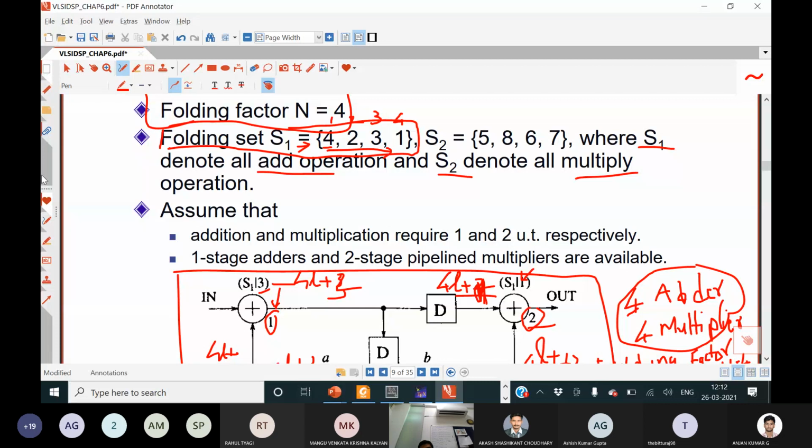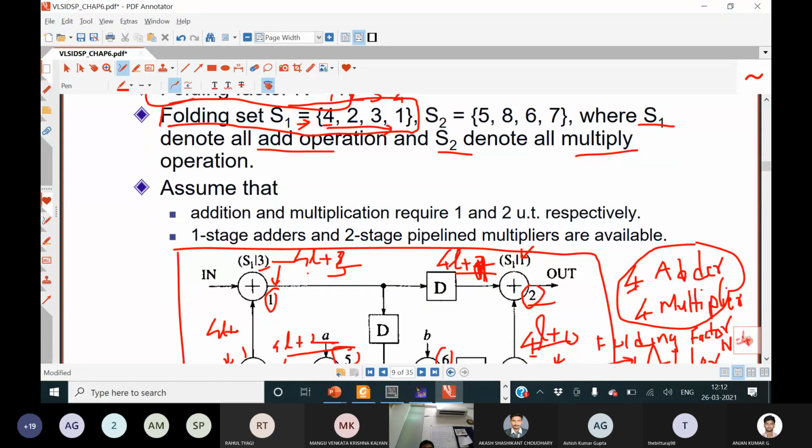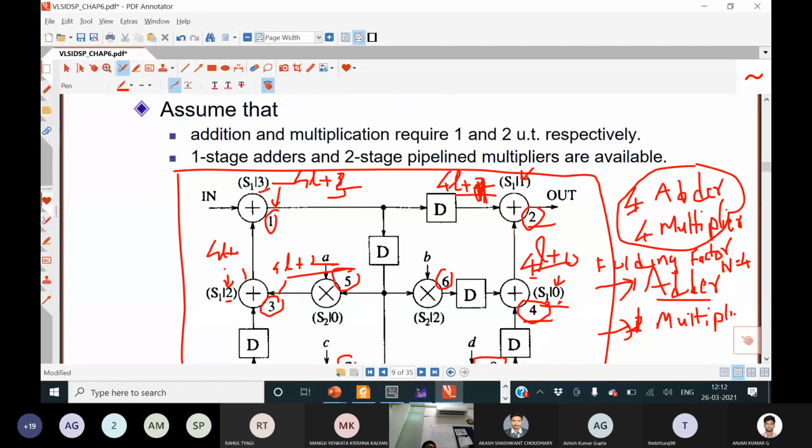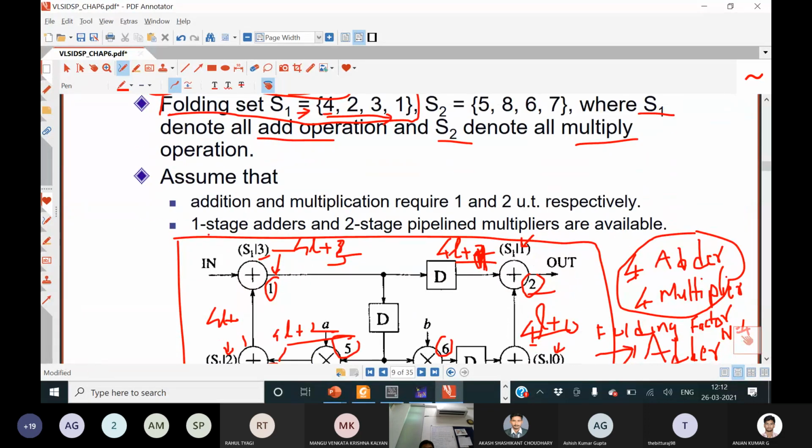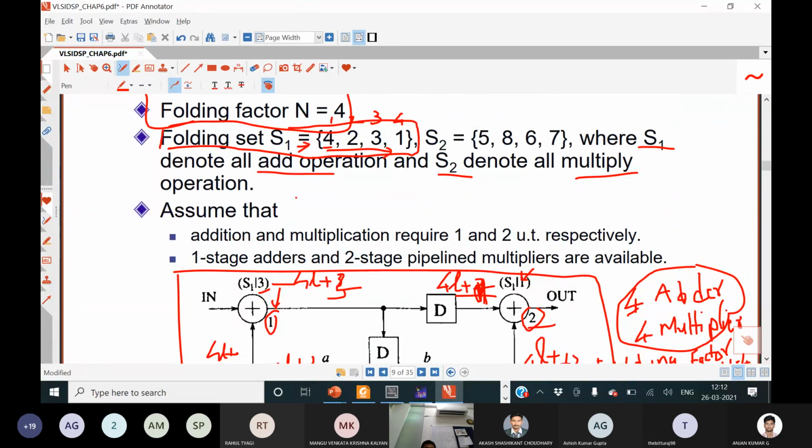So ultimately, whatever node is being associated, that node's functionality has to be defined in a strictly particular order so that the original functionality is preserved. That's why this order is important. So first 4 has to be executed, then 2, 3, 1.